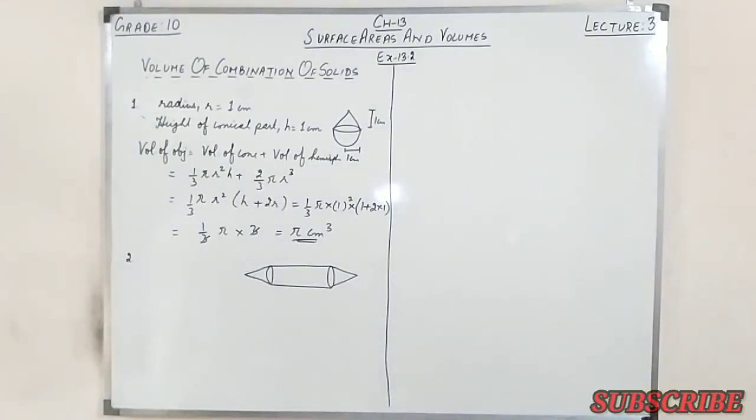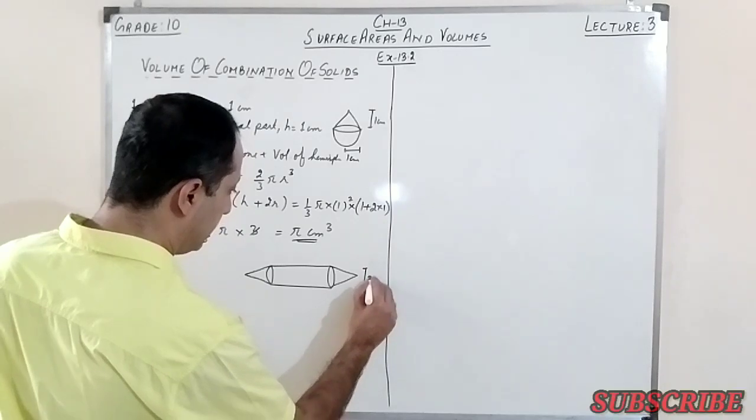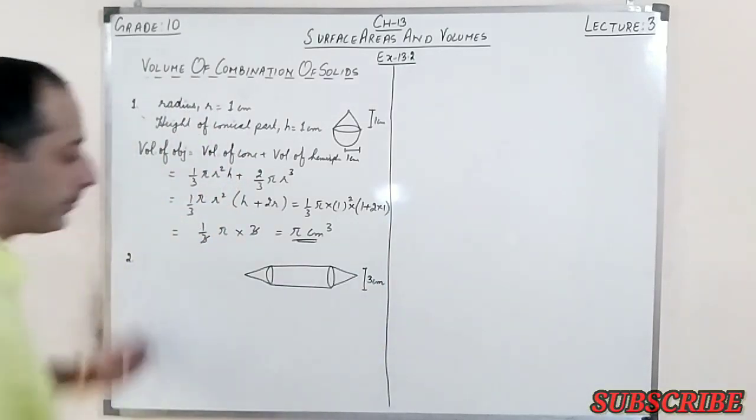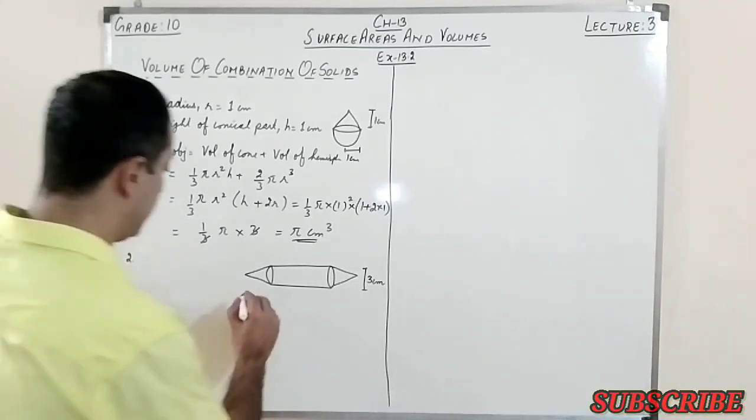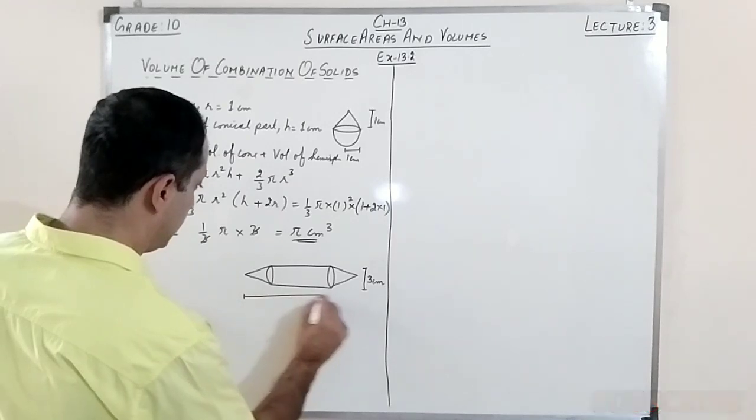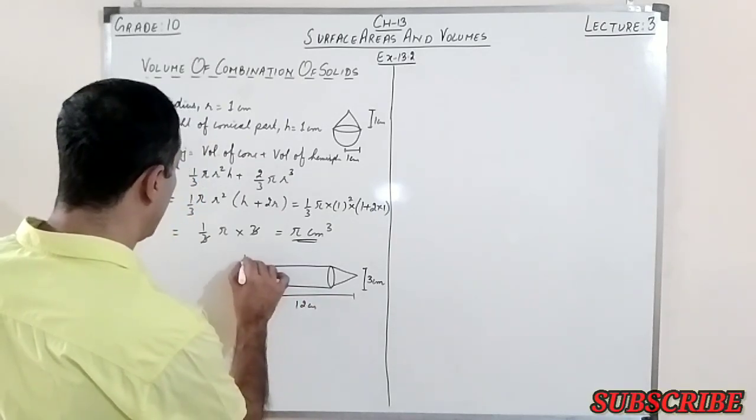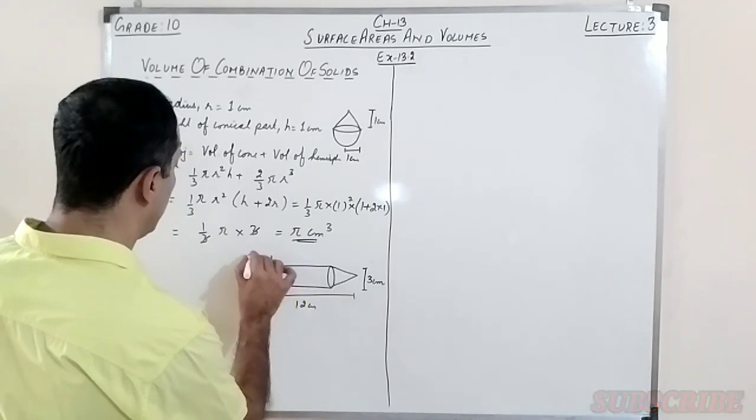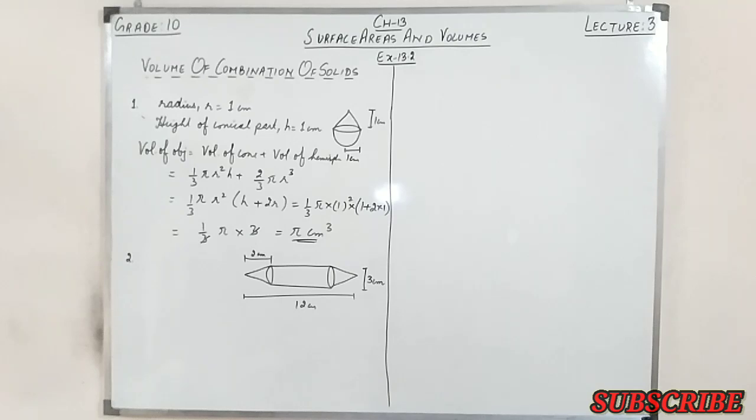And it's made of aluminum sheet. The diameter of the model is 3 centimeter, and the total length is 12 centimeter. Also it is given that the length of the conical part is 2 centimeter. Find the volume of the air contained in the model that Rashid made.